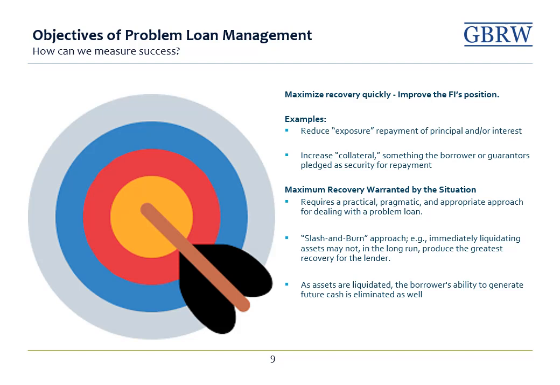How do we improve the bank's position? The answer is straightforward. We improve the bank's position by reducing exposure, principal or interest, or increasing collateral. Thus, we measure success by considering the objectives of improving the bank's position. It is essential to understand that a slash and burn approach, for example, immediately liquidating assets, may not always produce the best recovery for the lender in the long run. As assets are liquidated, the borrower's ability to generate cash in the future is eliminated as well.